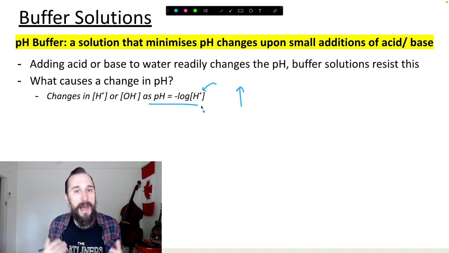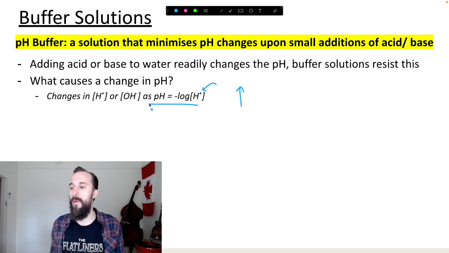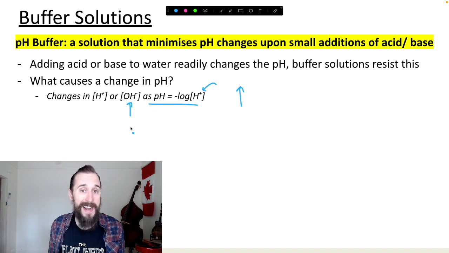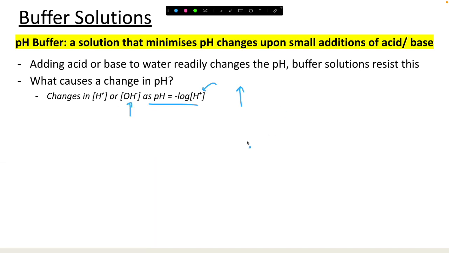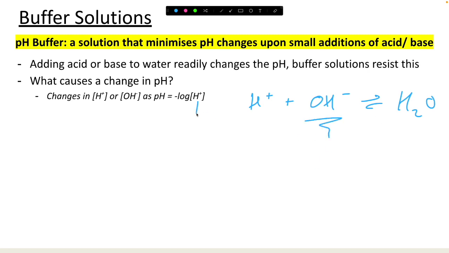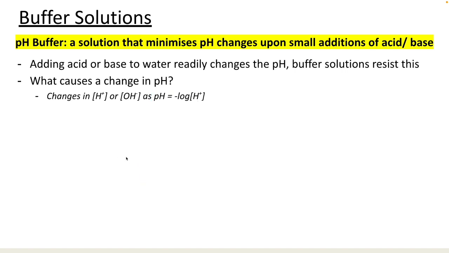If we're adding a base, an alkali, what we're doing is adding or generating hydroxide ions. And we can think of hydroxide ions as removing hydrogen ions, in this equation that we've looked at a few times. If we're adding hydroxide ions, we're essentially decreasing the hydrogen ion concentration. And on our pH calculation, that's going to increase the pH above 7 up to 14, being that basic region on our pH scale. So what are our buffer solutions doing?